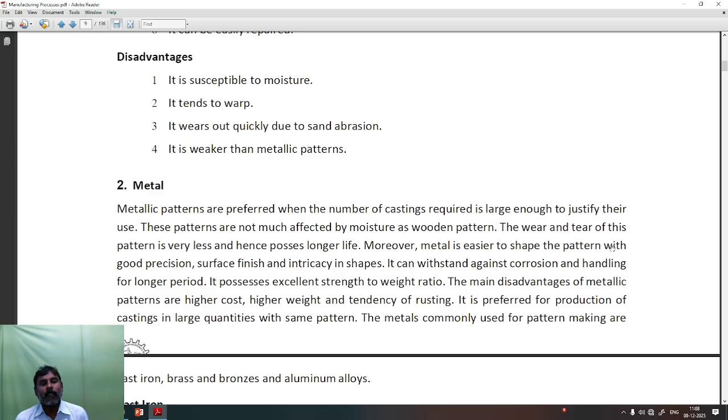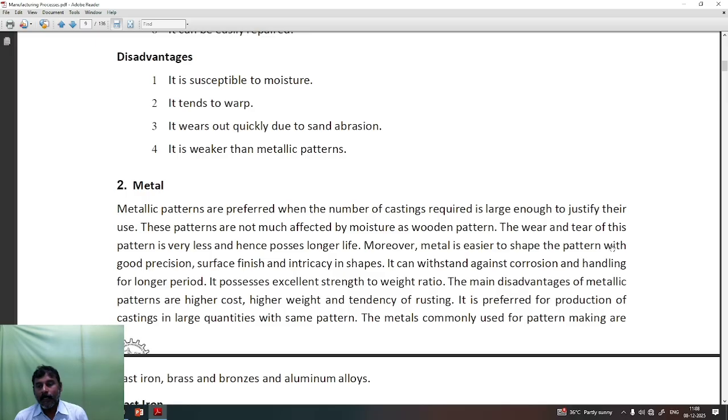So metallic patterns are preferred when the number of castings required is large and going to justify their use. These patterns are not as much affected by moisture as wooden patterns. The wear and tear of this pattern is very less and hence it possesses a longer life.